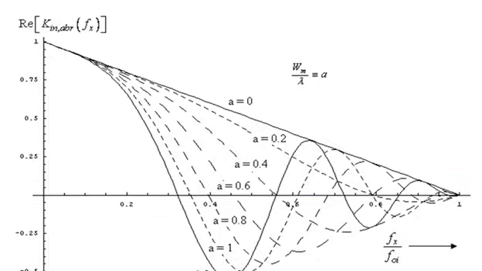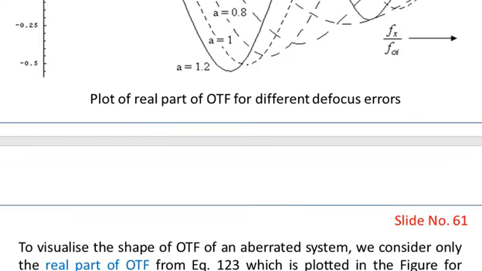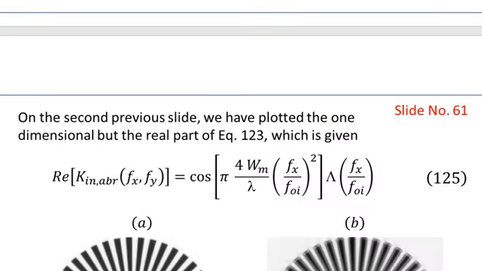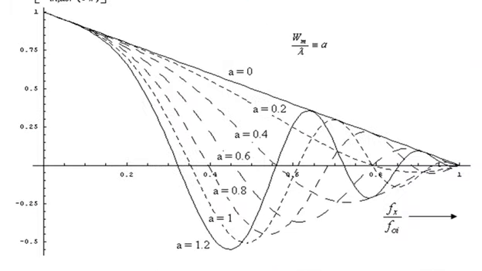And you know that in this figure we have plotted the real part of equation 123, and that real part has also been shown in equation number 125. So on the second previous slide we have plotted the one-dimensional real part of equation 123, which is given below as equation number 125. So the real part of the normalized incoherent transfer function with the aberration, and the aberration in this case is the defocus error, as a function of fx, fy is equal to cos of pi into 4 Wm over lambda, within parentheses fx over f0y whole square. And a triangle function has been chosen with argument fx over f0y, because we want to have only a one-dimensional plot in this figure.